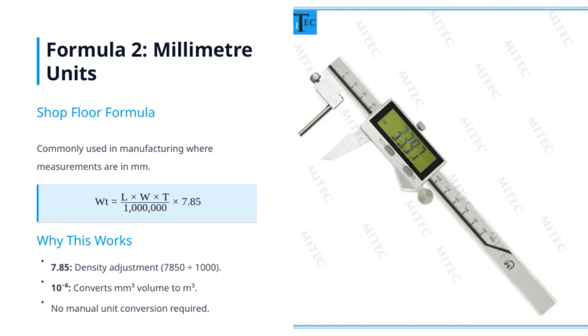Now, you might be wondering, why does this approach work so well? Well, it's because in manufacturing, measurements are often taken in millimeters, but for the calculations we need to do, working in meters makes more sense. Using these conversion factors streamlines the process and reduces the chance of errors. Finally, this is what we call the shop floor formula, specifically Formula 2, focused on millimeter units. It's designed to be straightforward, practical, and directly applicable in real-world manufacturing environments, making our calculations more efficient and reliable.